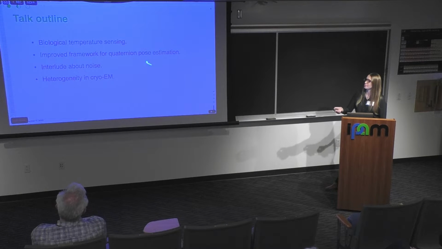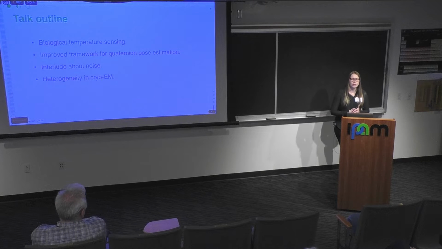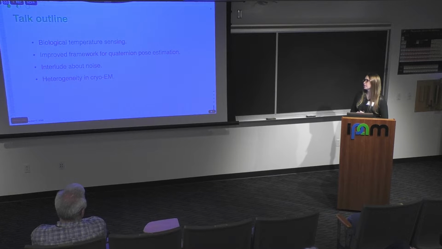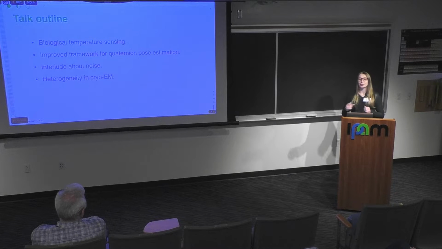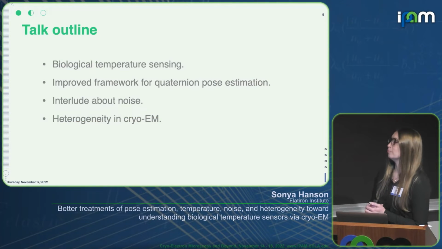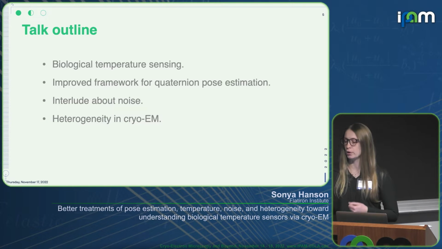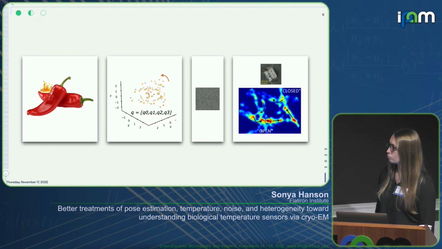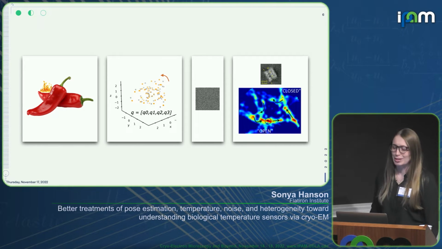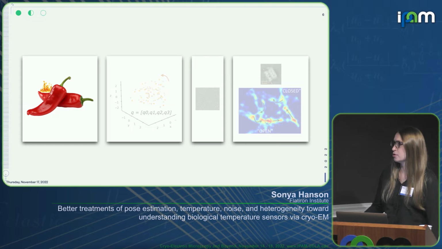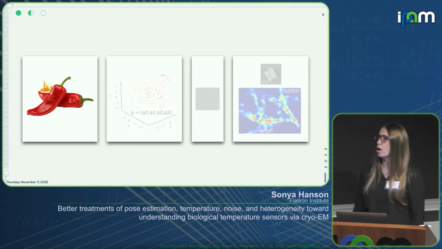But actually understanding it is a little bit difficult, and in the process I'm going to talk to you about a lot of the other things that people have already introduced this week: improving pose estimation, and in this case I'm going to talk specifically about using quaternions to do that. Then a little bit about noise, and finally I'll end talking about heterogeneity and how that can really help us understand these biological temperature sensors. Here's a visual version of that outline, which I'll keep popping up as we go along to keep you situated. And as I said, I'm most interested in understanding biological temperature sensing from a molecular standpoint.